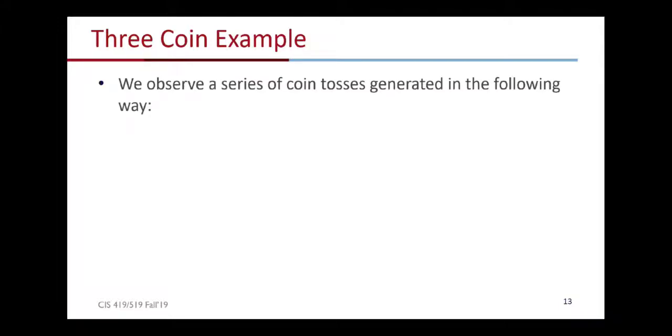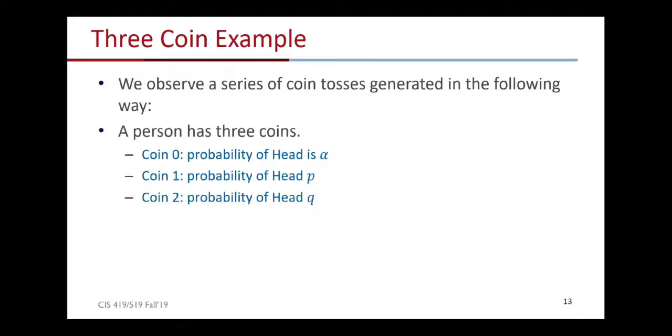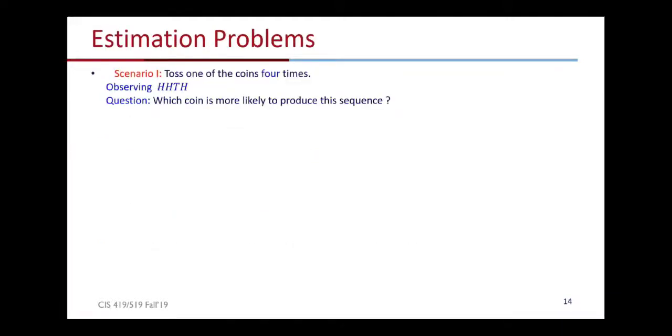So in order to motivate it, I want to play again with some coin problems. We observe a series of coin tosses, and we assume that it's generated in the following way. Someone has 3 coins, 0, 1, and 2. The probability of a head in the first coin is alpha, and then P and Q. And the way you observe things is in the following scenarios. Scenario 1: toss one of the coins 4 times. You observe H, H, T, H.